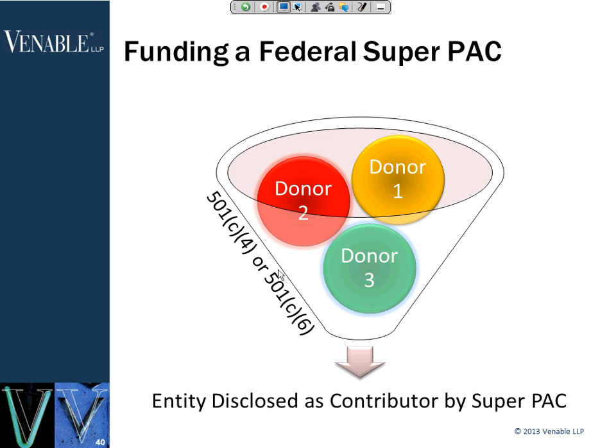The disclosure calculation is a bit different when an organization chooses to make a contribution to a super PAC instead of making an independent expenditure directly. Under federal law, when a 501(c)(4) or a 501(c)(6) makes a contribution to a super PAC, the super PAC will identify the exempt organization as a contributor and not the various donors that may have contributed to the organization itself. So the C4 or the C6 entity will be disclosed on the super PAC's campaign finance reports that are filed with the FEC as the contributor.